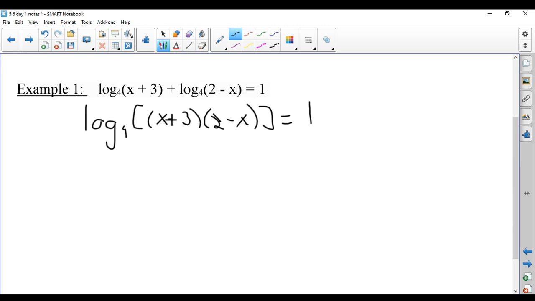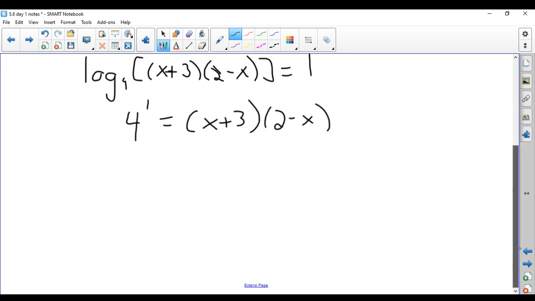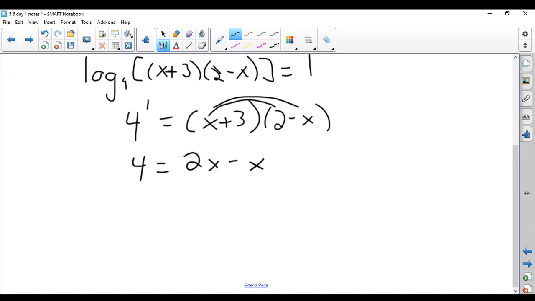My base of my logarithm is 4, so 4 to the first power equals x plus 3 times 2 minus x. Now I'm going to multiply out those binomials. First of all, 4 to the first is 4, and I'm going to distribute here. 3 times 2 is 6. 3 times negative x.